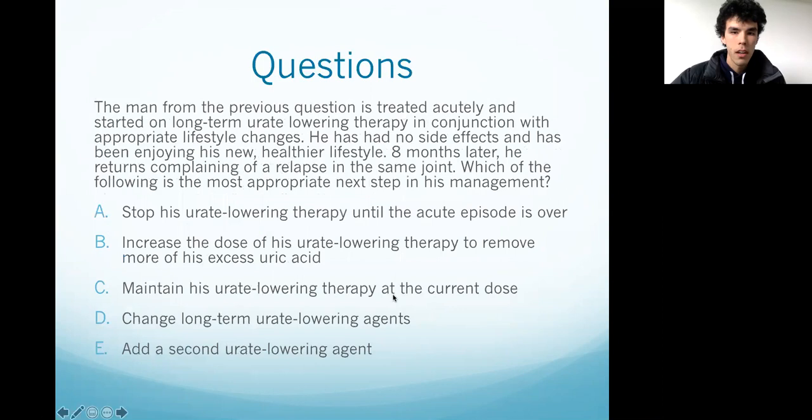therapy. So this guy has his acute treatment and he gets his long-term therapy in conjunction with his appropriate lifestyle changes. He's had no side effects and has been enjoying his new healthier lifestyle. 8 months later, he comes back for a relapse. Which of the following is the most appropriate next step? Should we stop his therapy, increase the dose, keep it the same, change drugs, add a second drug?